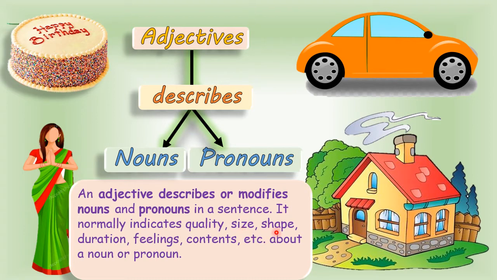Now come to shape. What are the shapes, children? Rectangular, triangular, yes, and square, yes, and there are many shapes. Please tell me. Spherical, yes. So these are the different shapes that we use to describe something. When we talk in terms of duration, it tells time. Feelings, how you feel from your heart, from your mind. It tells about your feelings also, contents, etc.